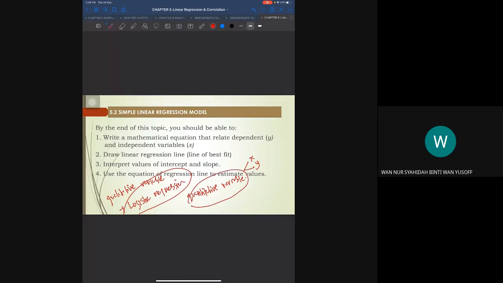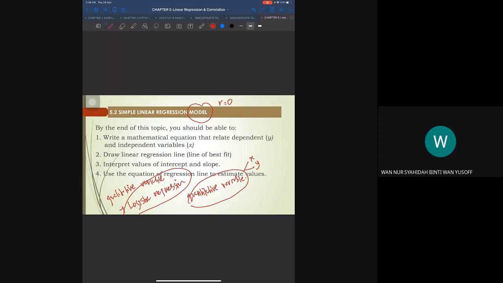So 5.2, the simple linear regression model. This model comes after we confirm that there exists a relationship between variables. So it is based on your R. If R equals 0, there is no point for us to construct this model, because totally there is no significant relationship between those variables.